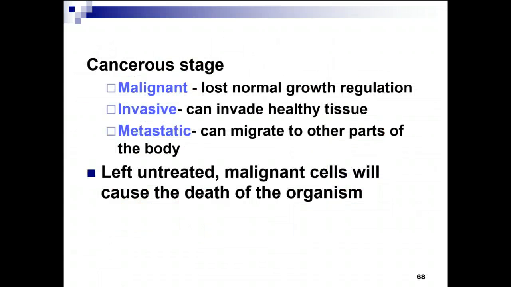Cancer is often described in various stages. A malignant cancer has lost normal growth regulation. Invasive cancer can invade healthy tissue. And metastatic cancer can migrate to other parts of the body. Left untreated, malignant cells will cause the death of the organism.